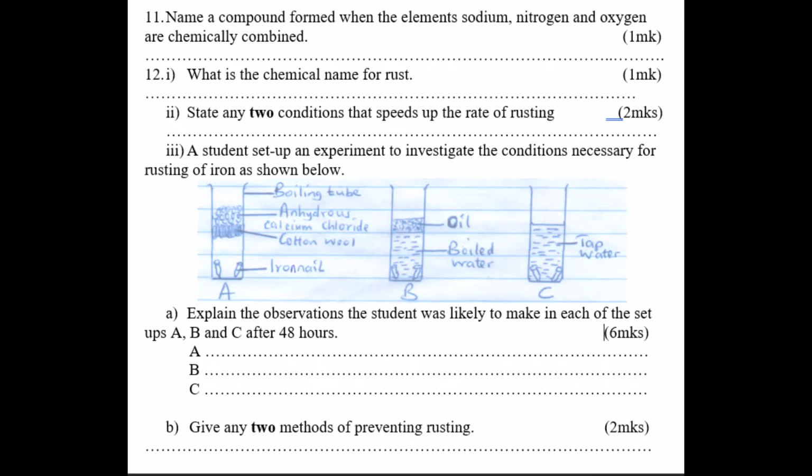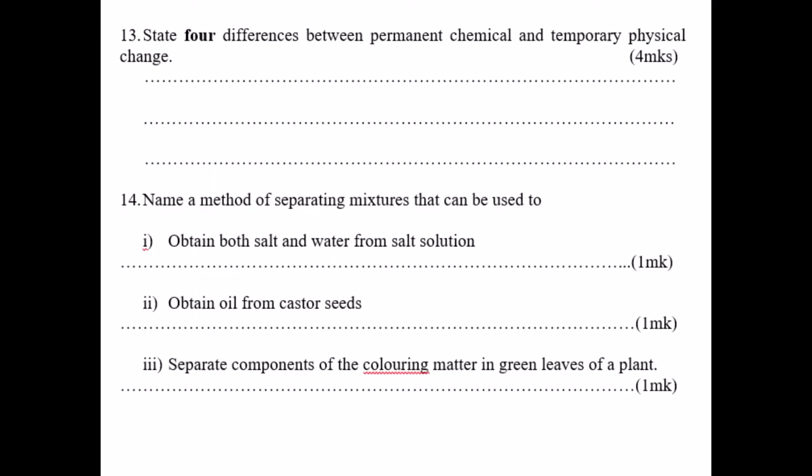Roman 3, you're given a setup of 3 boiling tubes there. The first one, there is anhydrous calcium chloride fixed there over cotton wool. Some nails are in there. Then you have the setup B, the oil placed over boiled water, some nails inside. Then setup C, there is the tap water and of course the nails. You explain the observation that will be made in each of the boiling tubes A, B, C after 48 hours.